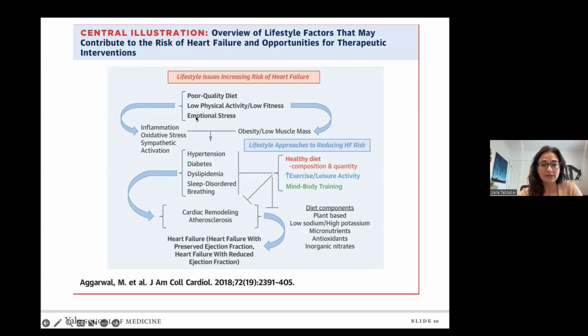You can see across the top here, poor quality diet, low physical activity and low fitness, and emotional stress. These can lead to inflammation, oxidative stress, and sympathetic activation, which can result in many of those comorbidities we saw: hypertension, diabetes, dyslipidemia, and sleep-disordered breathing. These can affect cardiac remodeling and atherosclerosis and can end up resulting in or contributing to heart failure. If we look along the right-hand side here, at lifestyle approaches to reducing the risk of developing heart failure, there is some evidence for healthy diet, increased exercise or leisure activity, and mind-body training.